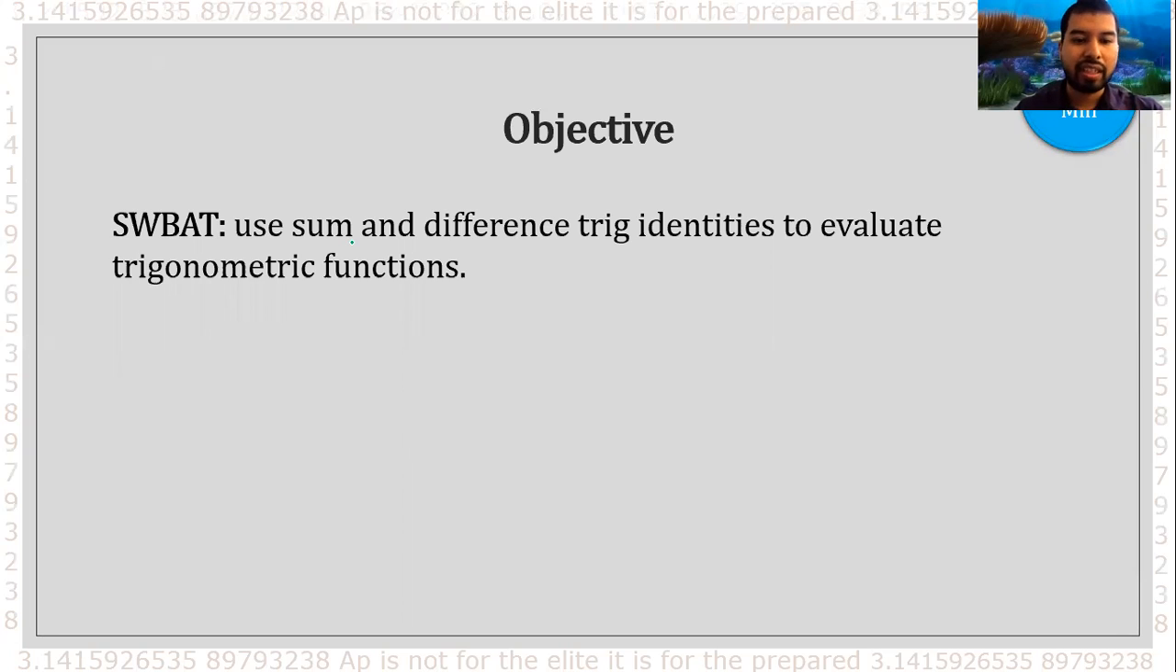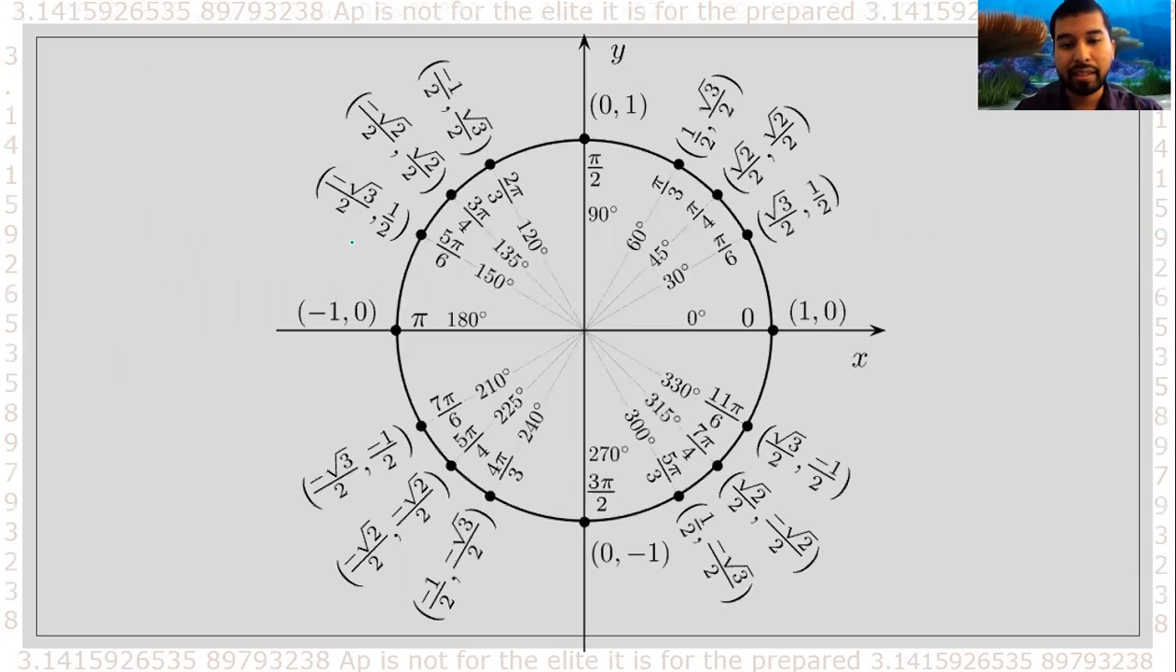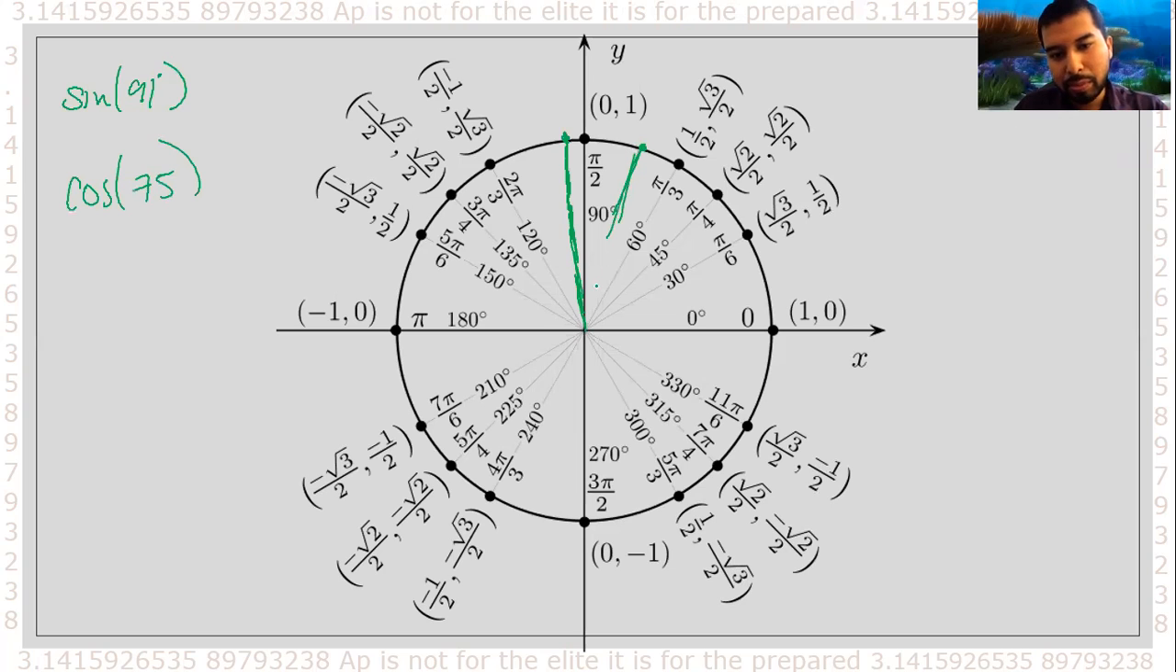We're going to learn how to use the sum and difference formulas. Overall, they're not that bad. But the idea here is, let's say I asked you to find sine of 91 degrees or something like that, an angle that triggers some of you because it's not a perfect right angle. If I gave you an angle, let's say 75, you might think, oh snap, I have no idea what that would be.